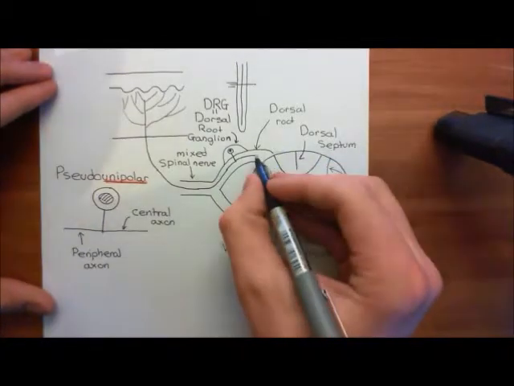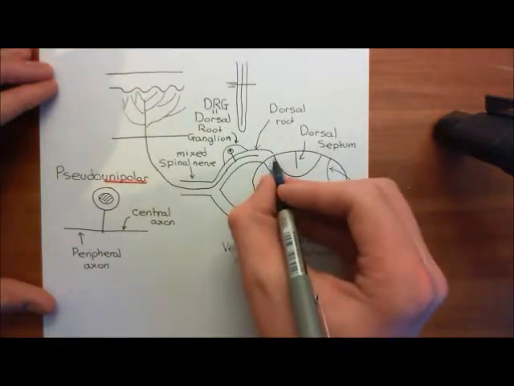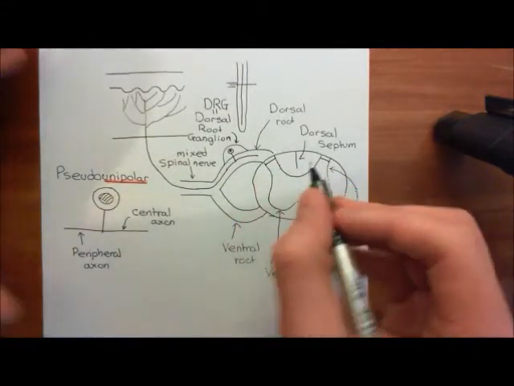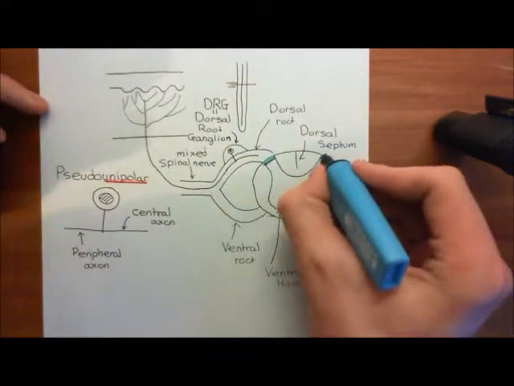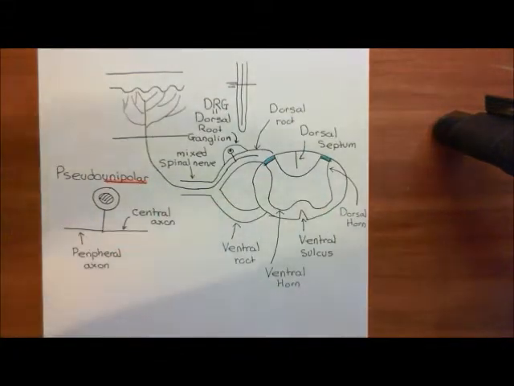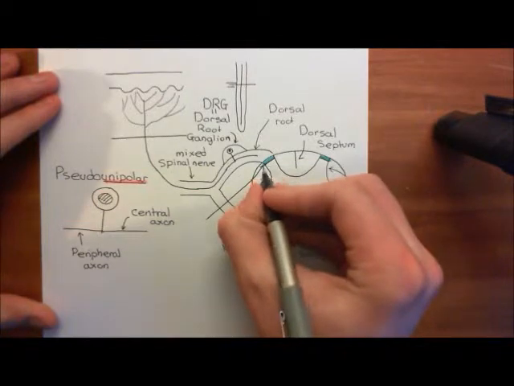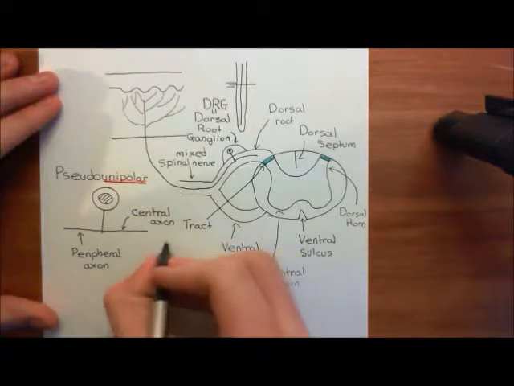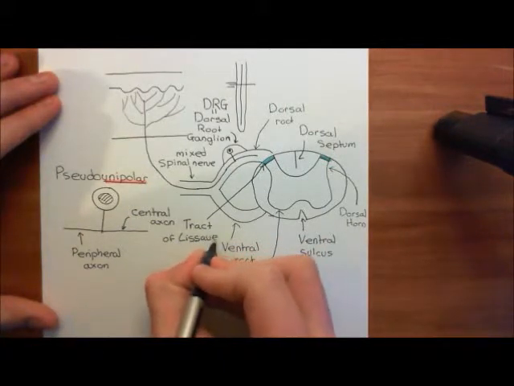Then what happens is this central axon is going to go into the spinal cord. It's going to continue on through the dorsal root, and then it's going to get to this first portion here. This is not part of the dorsal horn. This isn't actually a portion of grey matter. This little snip right at the back of the dorsal horn is actually a little section of white matter, and it's known as the tract of Lissauer, or Lissauer's zone.